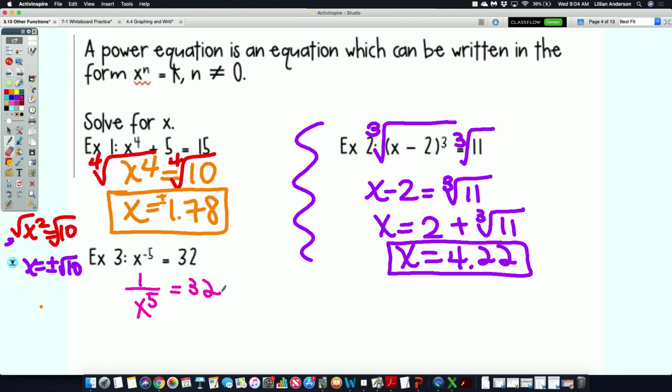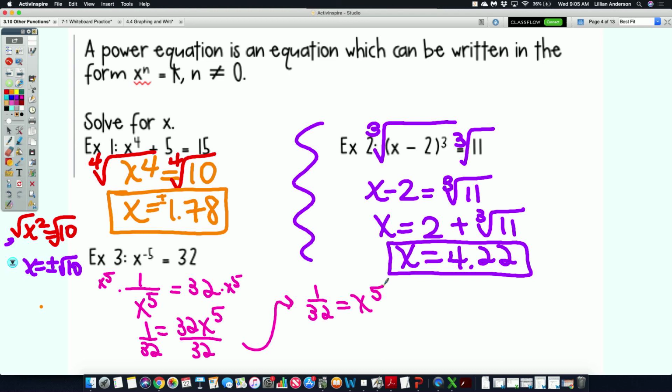Okay? How do I solve for x? What do I need to do? Multiply by what? x to the 5th. Okay? Anytime your variable's in the denominator, yes, multiply both sides by the denominator to get it out of the denominator. And then you would divide by 32. I'm trying to isolate my x. Remember, x is not an exponent, so no log necessary.